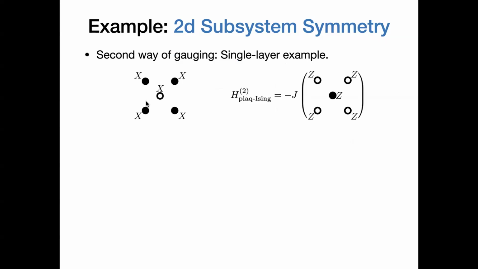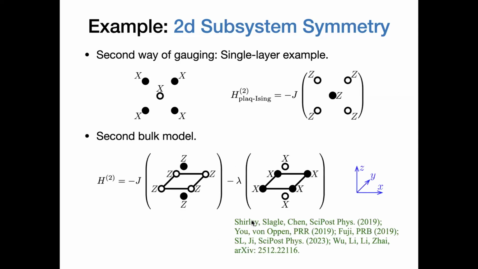Yes. So let's get back to this second way of gauging. What I explained here is for the single layer model. But if you now do a similar thing for the bilayer system, and do this sequentially for all nearest neighbor pairs of layers, you get a bulk model like this. It's a 3D model, and again, I have added the Gauss law term into the Hamiltonian as a stabilizer.